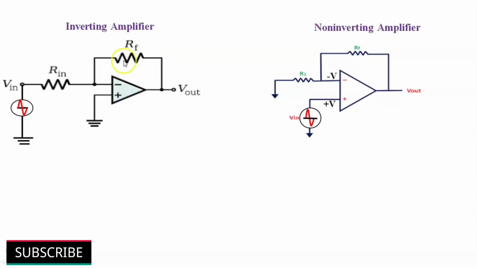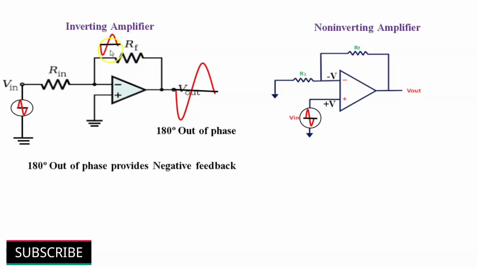In inverting amplifier, we apply input signal at inverting terminal. So our output signal is 180 degrees out of phase with respect to input. The feedback signal is also 180 degrees out of phase applied back to the inverting terminal. So in inverting amplifier, 180 degrees out of phase feedback signal provides negative feedback.